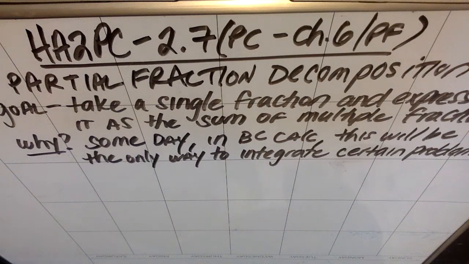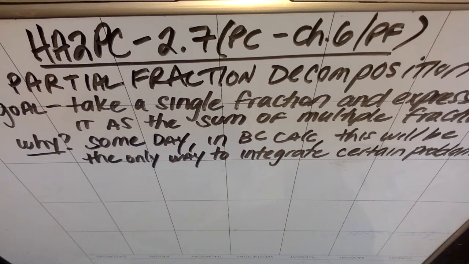This is Honors Algebra 2 Pre-Calculus. We're in Chapter 6/Partial Fractions of Pre-Calc, but we're actually doing Section 2.7 in the book. This is the only part of Chapter 2 that we do in the Pre-Calc book, since we cover everything else from Pre-Calc Chapter 2 when we do Algebra 2 in the first half of the year.